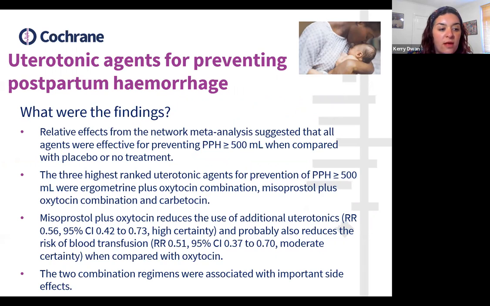So as I've said, it's really important to be able to present the findings in a concise way. And so for this particular review, in the abstract, it states that the relative effects from the network meta-analysis suggested that all the uterotonic agents were effective for preventing postpartum hemorrhage when compared with placebo or no treatment. And it talks about the 3 highest ranked uterotonic agents and states what they are. And it also presents data on other outcomes as well. So misoprostol plus oxytocin reduces the use of additional uterotonics. And here it presents the treatment effect with the confidence interval and also the certainty of the evidence. And it probably also reduces the risk of blood transfusion when compared with oxytocin. And the 2 combination regimens were associated with important side effects.